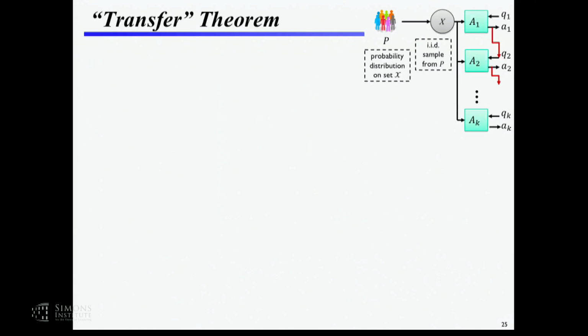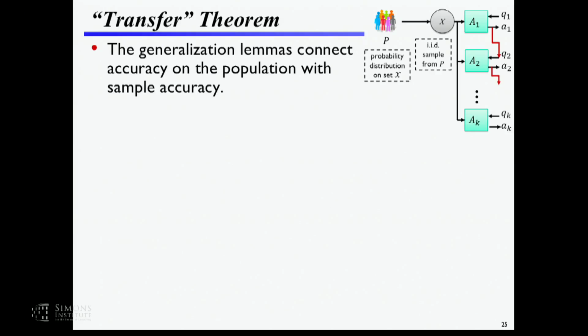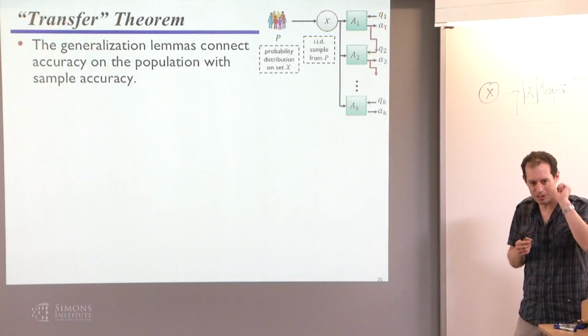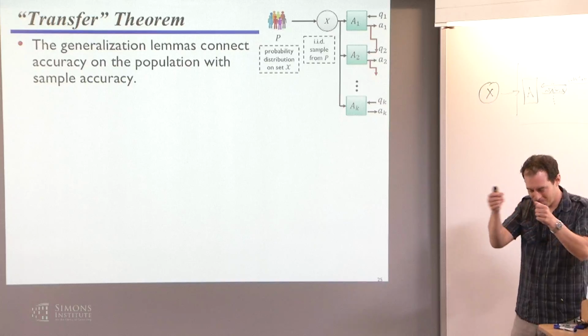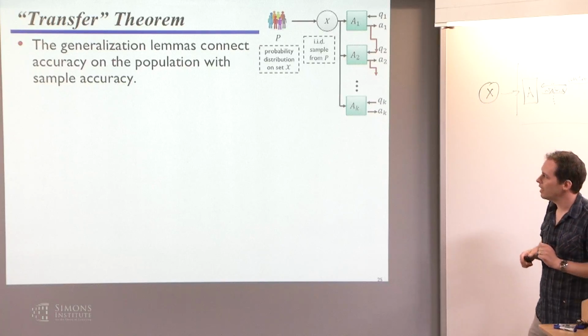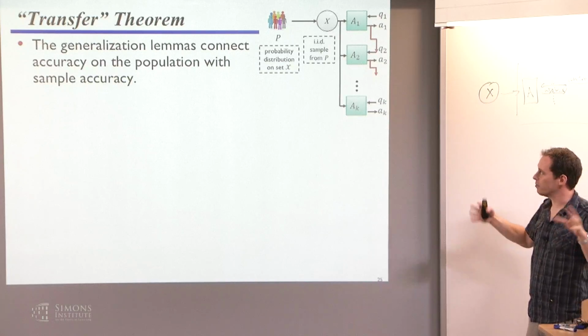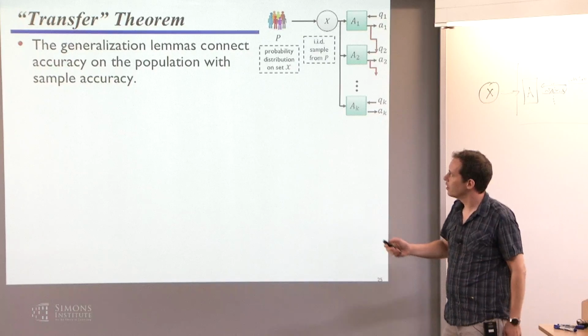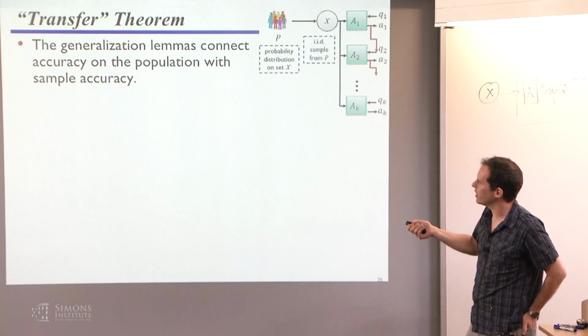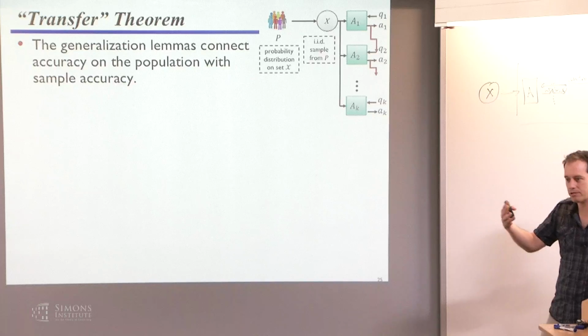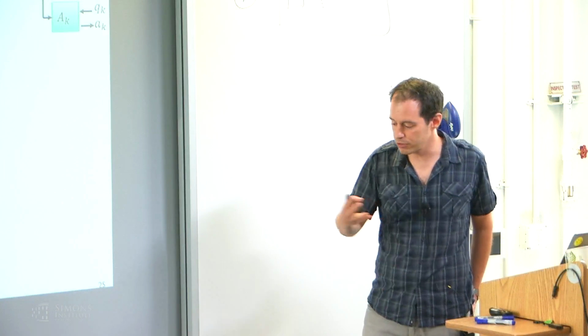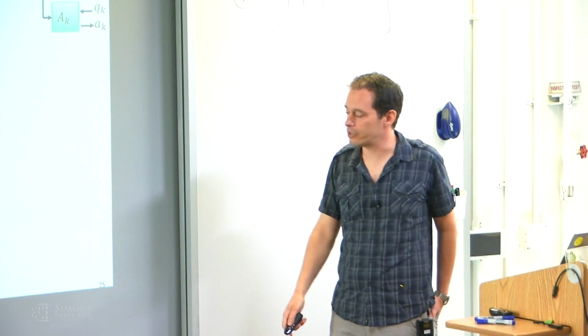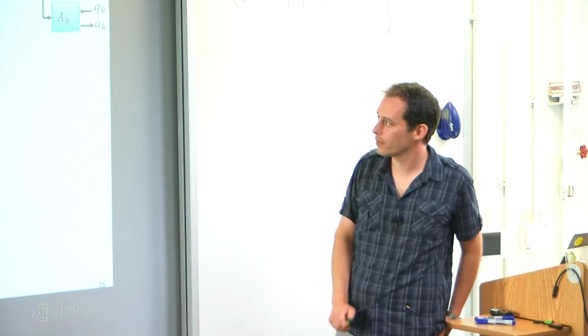Okay, so to do this, we'll take that generalization bound, which applied to just a two-stage game, a game with exactly one kind of interaction with the analyst, and I want to generalize that to more interactions. So the lemmas we had before connect accuracy on the population with sample accuracy. Now what I want to do is get something useful for answering statistical queries, lots of statistical queries.